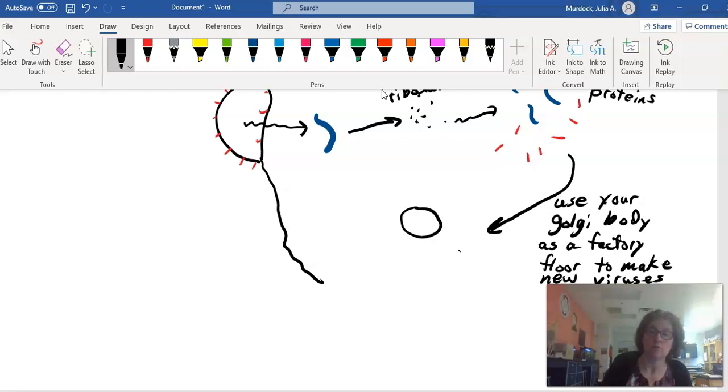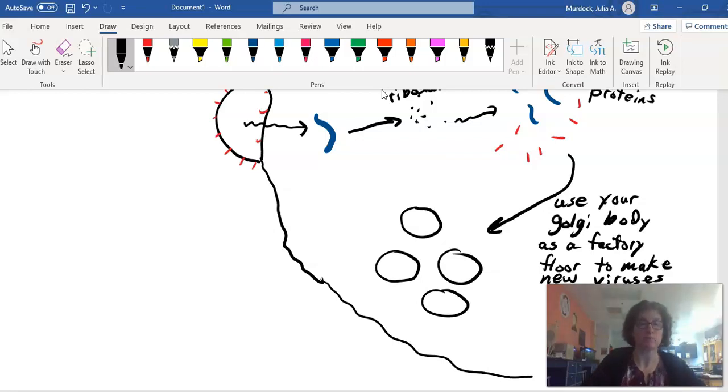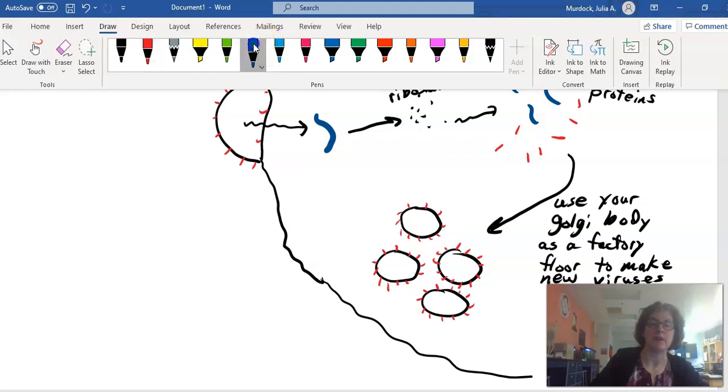So you get a whole bunch more viruses with those proteins making them look like crowns. All the new coronaviruses are being made using your cell's machinery, because viruses don't have that machinery, so they borrow yours. And they all have that same RNA in them.